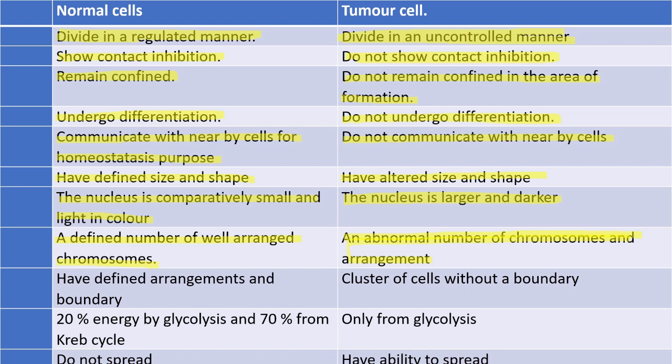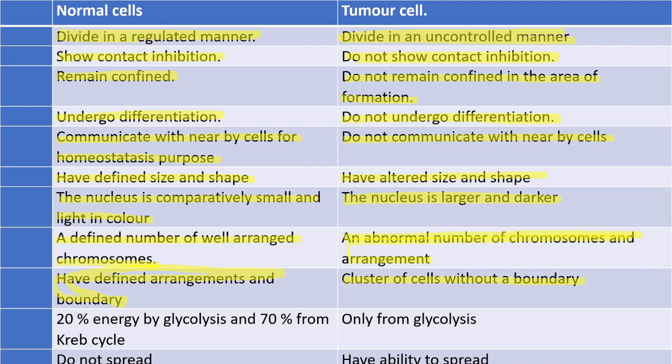Normal cells have a defined arrangement and boundary, while tumor cells are a cluster of cells without a boundary. There will be no boundary as compared to normal cells. Tumor cells will not have a boundary, normal cells will have a boundary.